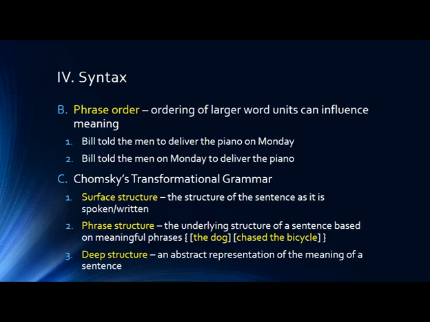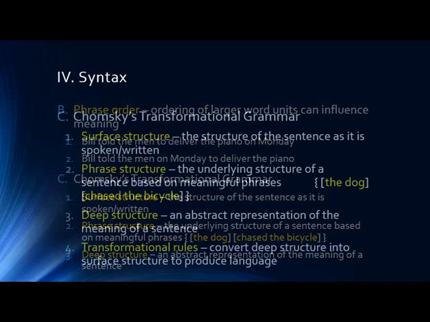Then finally, we have the deep structure, which is an abstract representation of the meaning of a sentence. So this tells us what's happening in this whole sentence. So as you try to imagine what's happening in this sentence, that's that deep structure. What does it mean all the way, or what is it trying to represent? What is it trying to convey? So surface structure is simply the sentence as it is. Phrase structure, we break it out into individual phrases. And then deep structure is what does it mean? What kind of meaning does it convey?